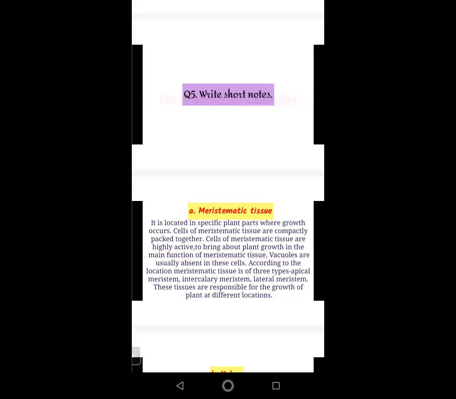Cells of meristematic tissues are highly active to bring about plant growth, which is the main function. Vacuoles are usually absent in these cells. According to the location, meristematic tissues are of 3 types: apical meristem, intercalary meristem, lateral meristem. There are 3 types. These tissues are responsible for the growth of the plant at different locations.